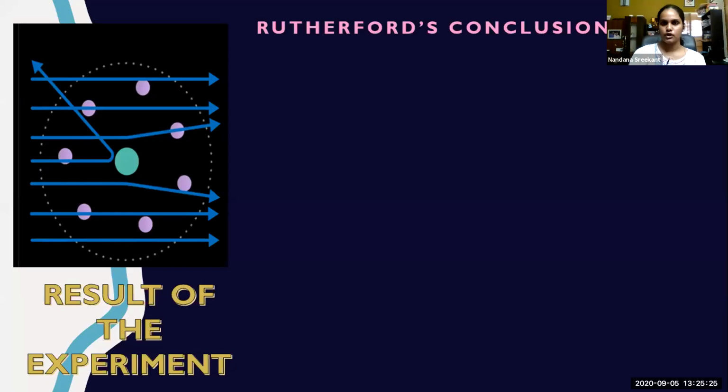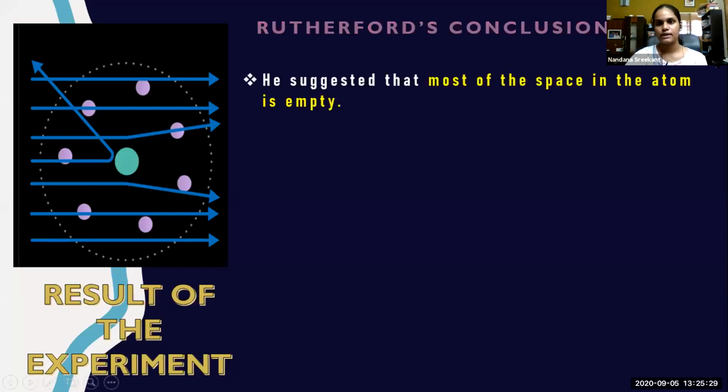So according to these results, he concluded the following. First, he suggested that most of the space in the atom is empty. You see here, this is the atom, this is the positive mass that he found in his nuclear atom. All of the space, he said, was empty because there was not much deflection found.